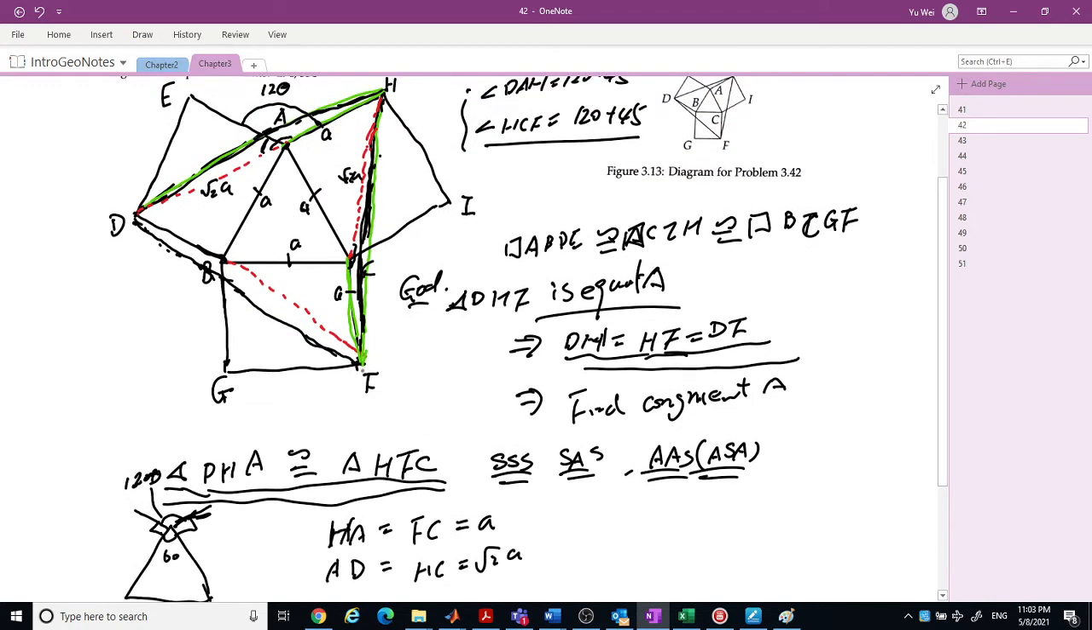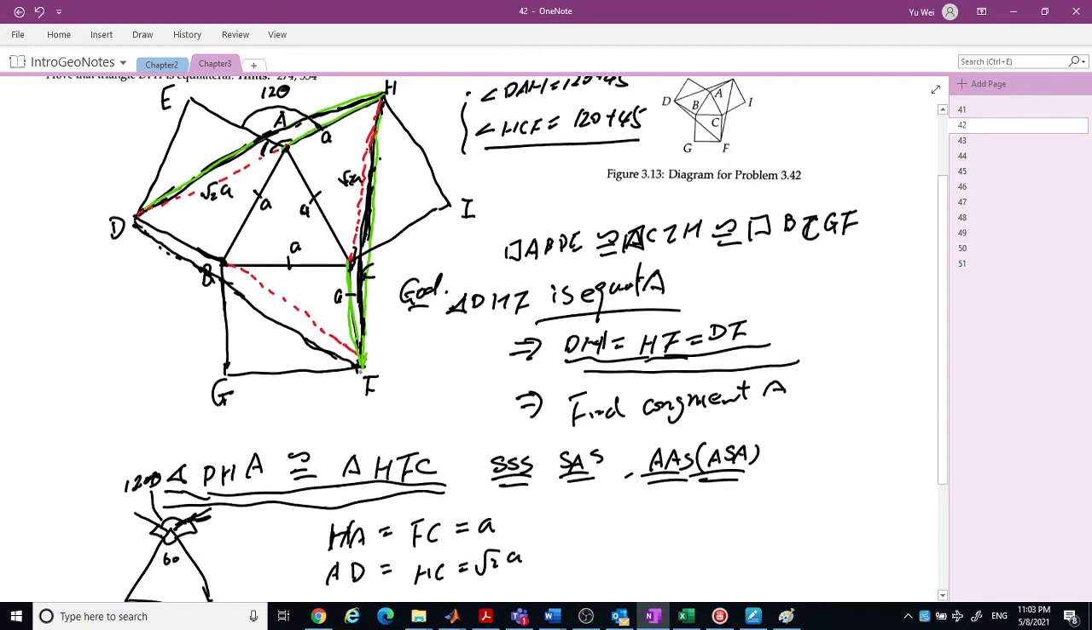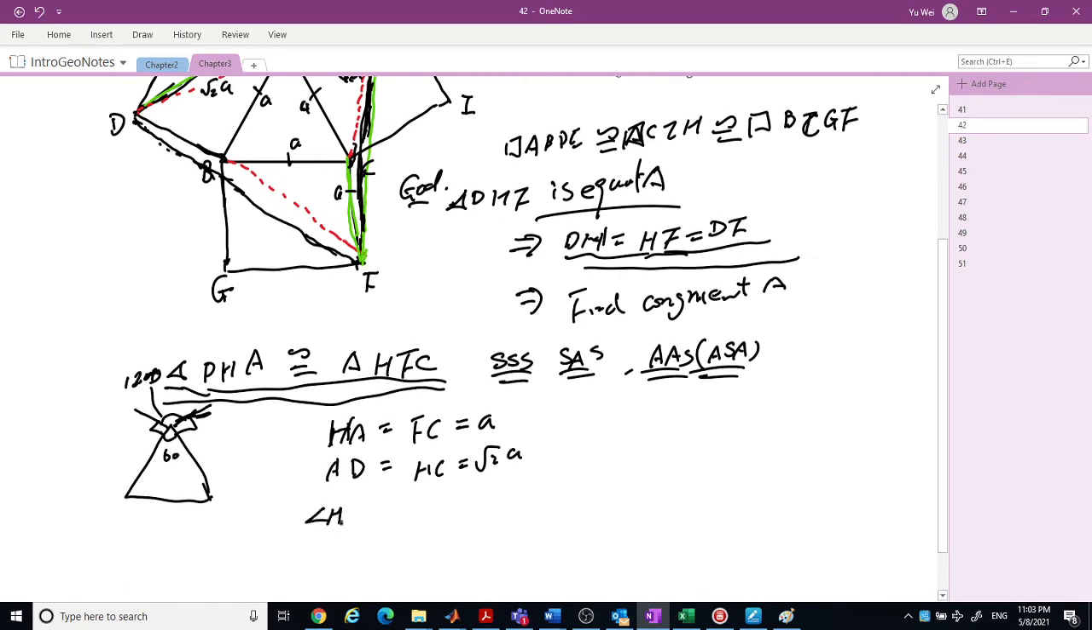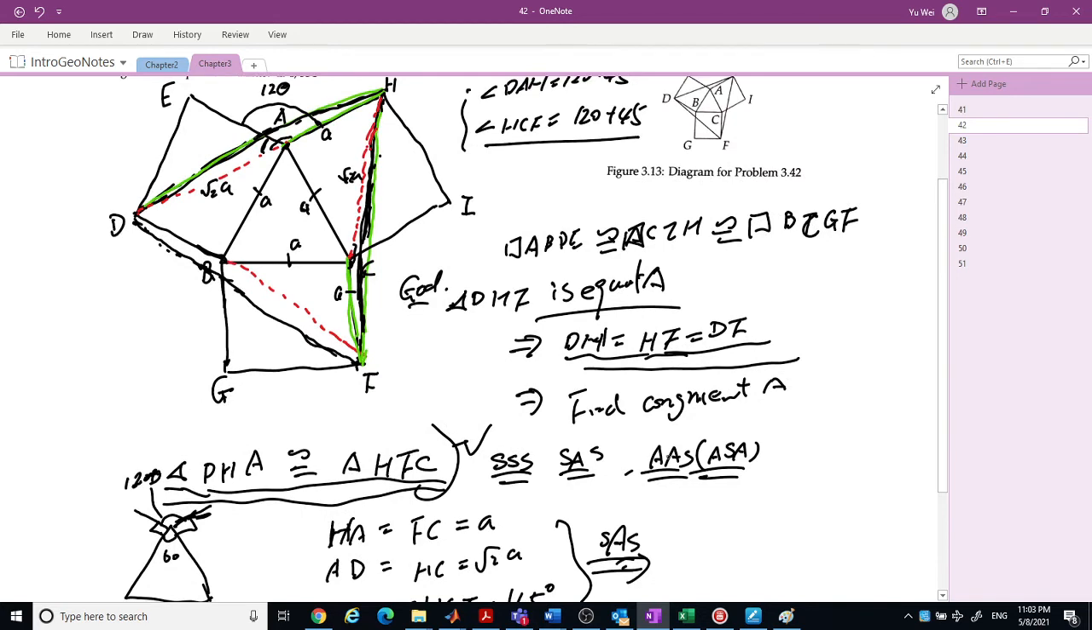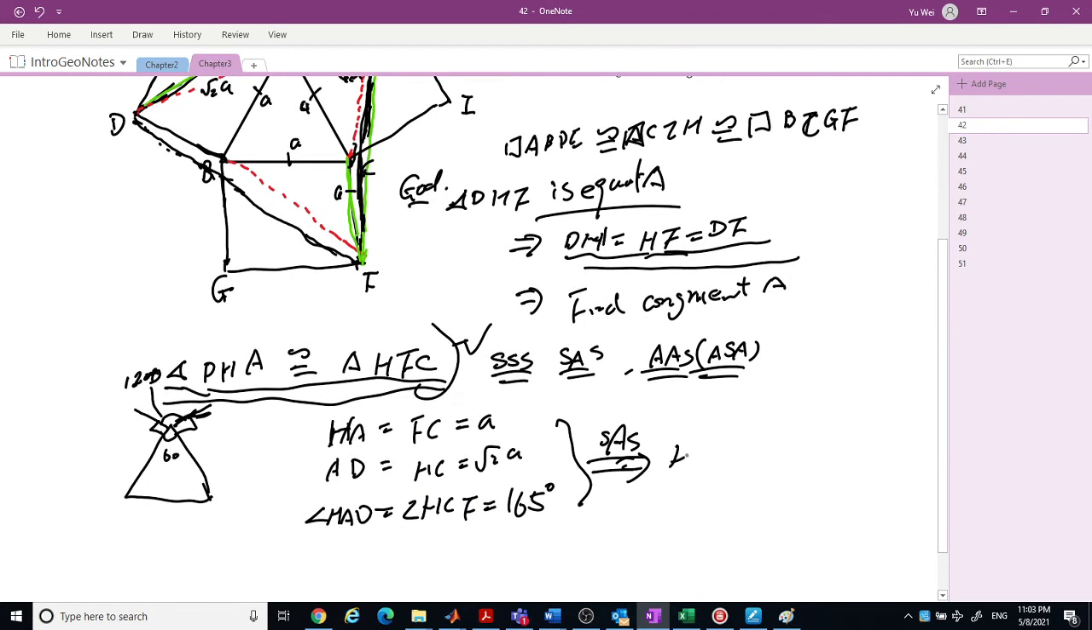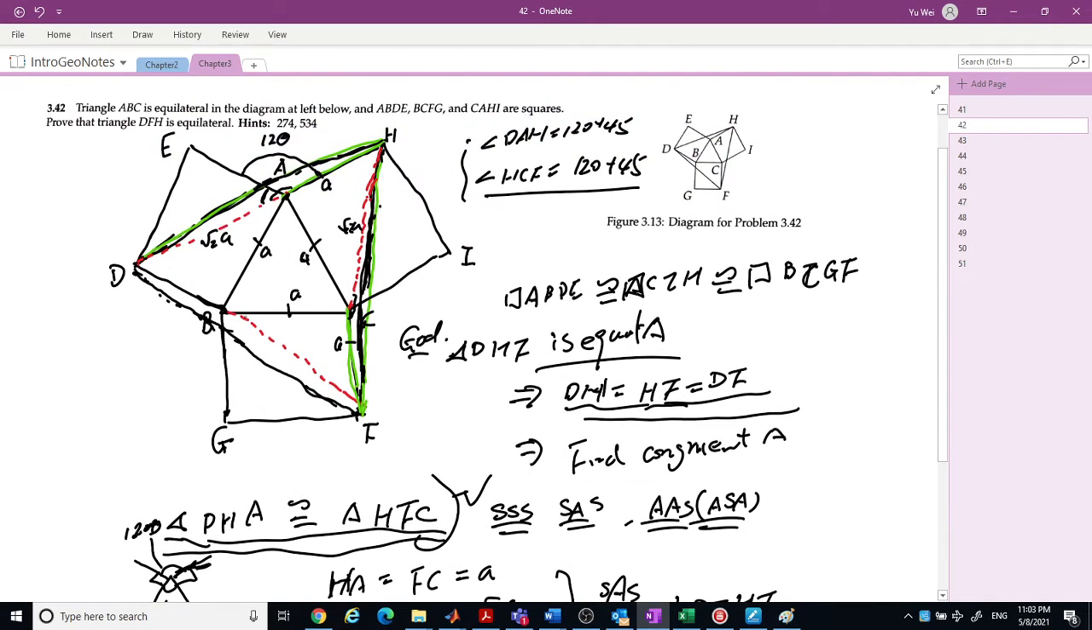So it's angle HAD equals angle HCF equals 165 degrees. So this is the SAS rule. Then you can see that these two triangles are congruent, right? Then HD equals HF. Okay.